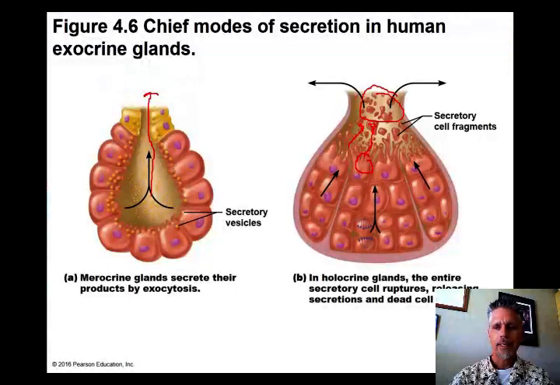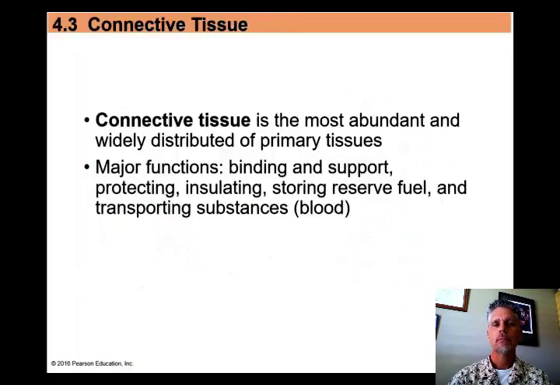All right, so we're going to continue our tour now through the different tissues of the body. So we had gone through the covering and lining tissue. So remember what that one is? Covering and lining starts with an E. Epithelial tissue. Epithelial tissue is our covering and lining.